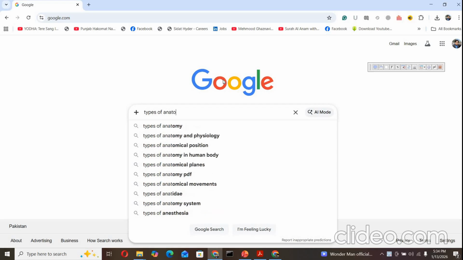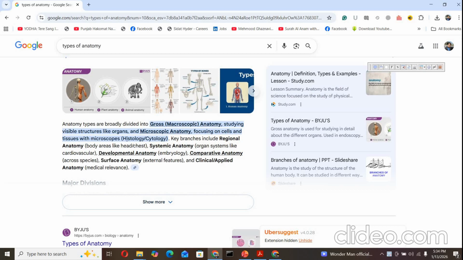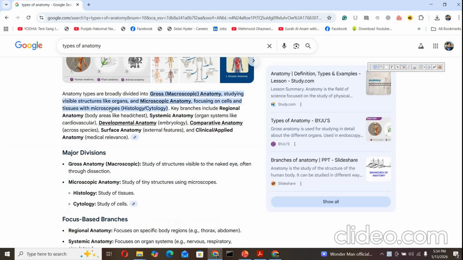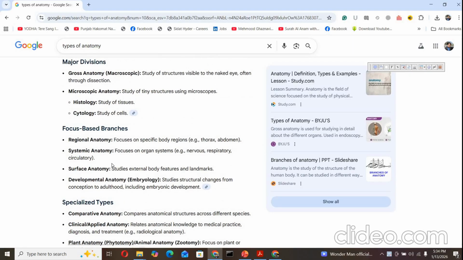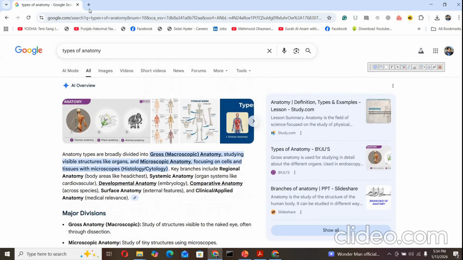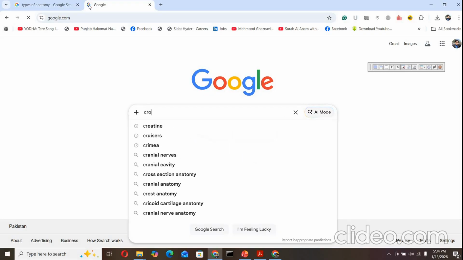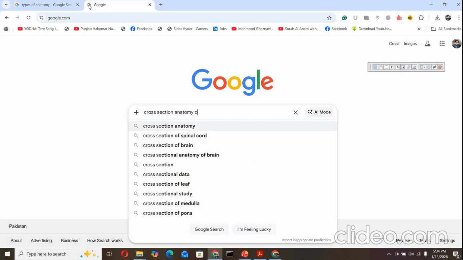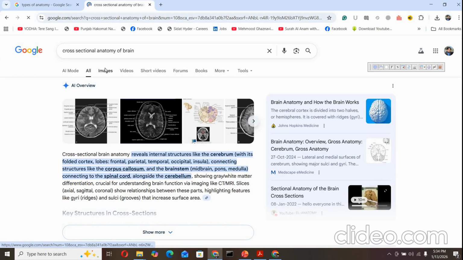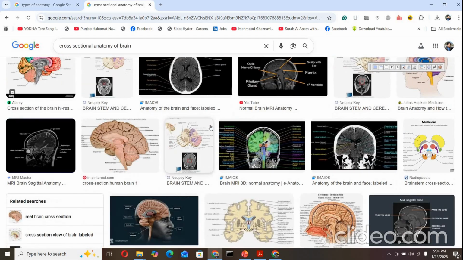Types of anatomy: microscopic anatomy, histology, systematic, developmental, regional, surface anatomy, clinical, MRI scans. So cross-section anatomy of the brain. Let's have an overview of the cross-sectional anatomy of the brain.